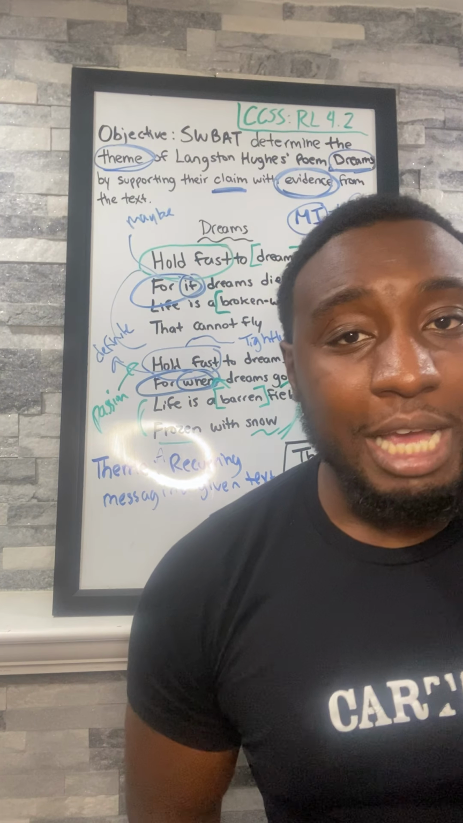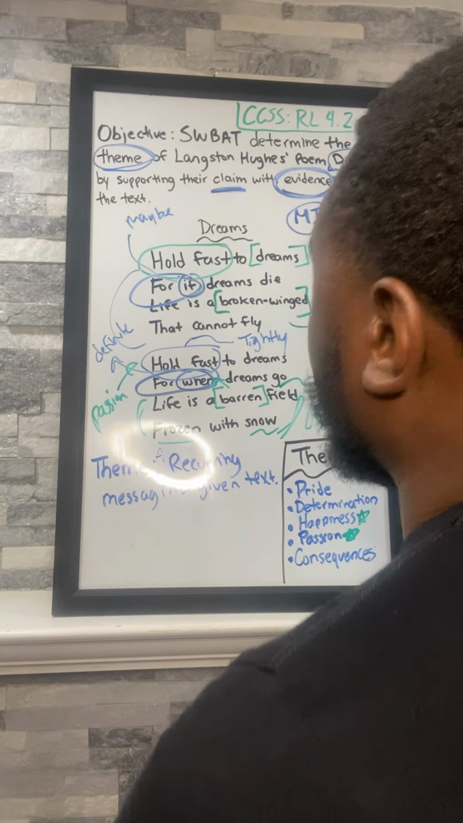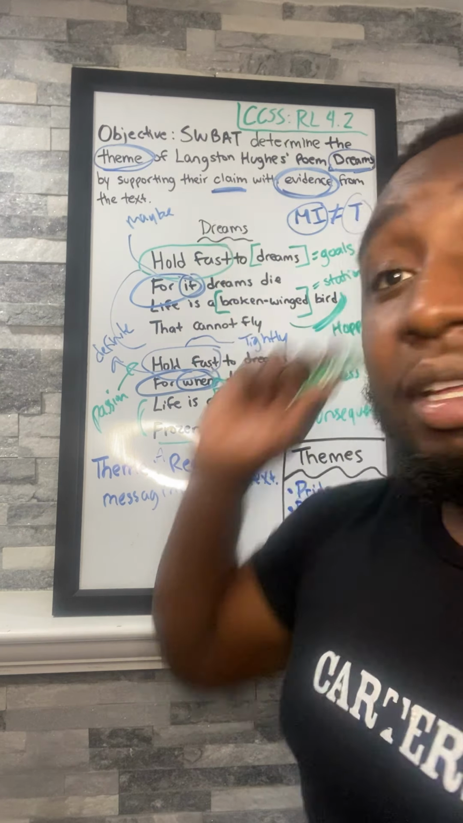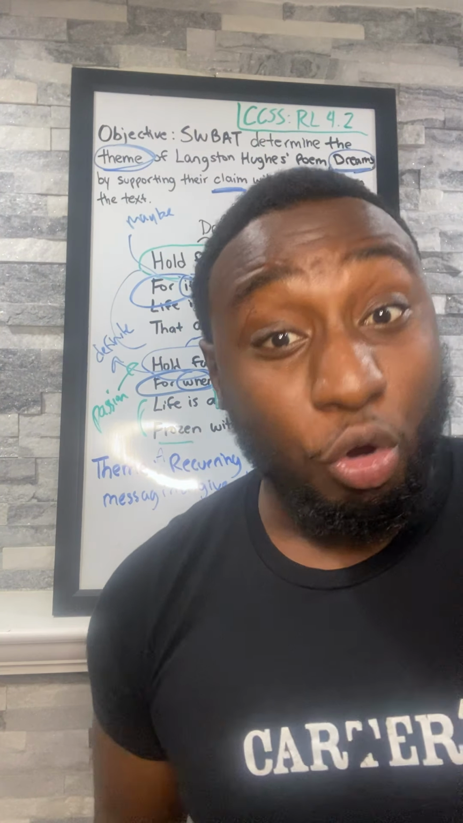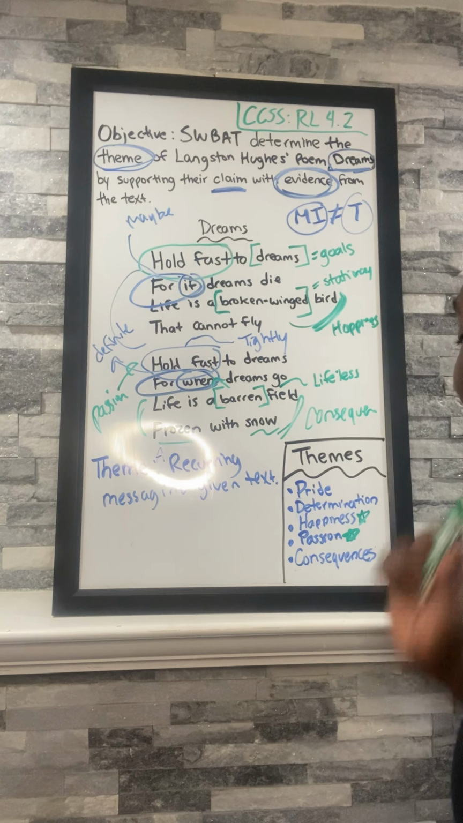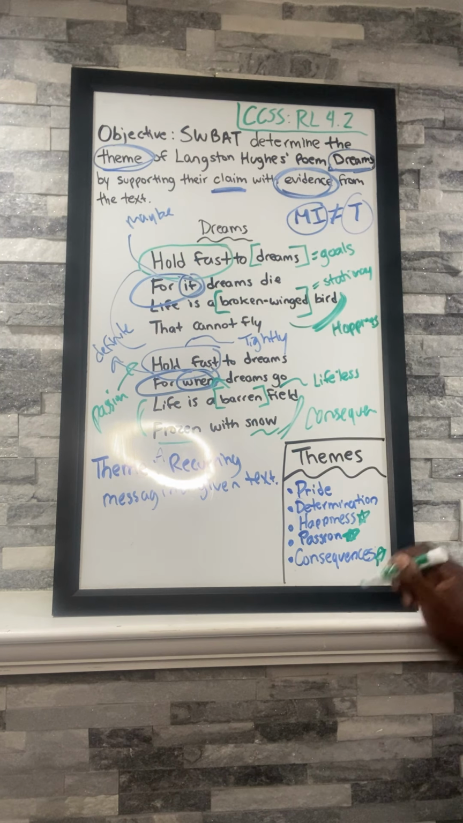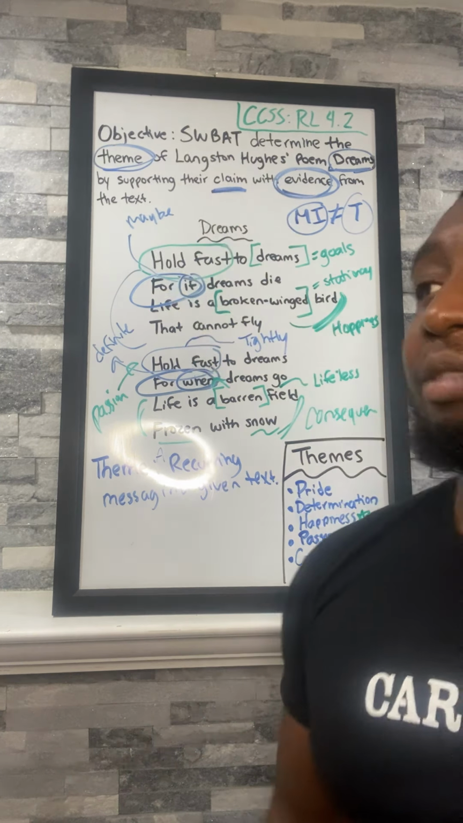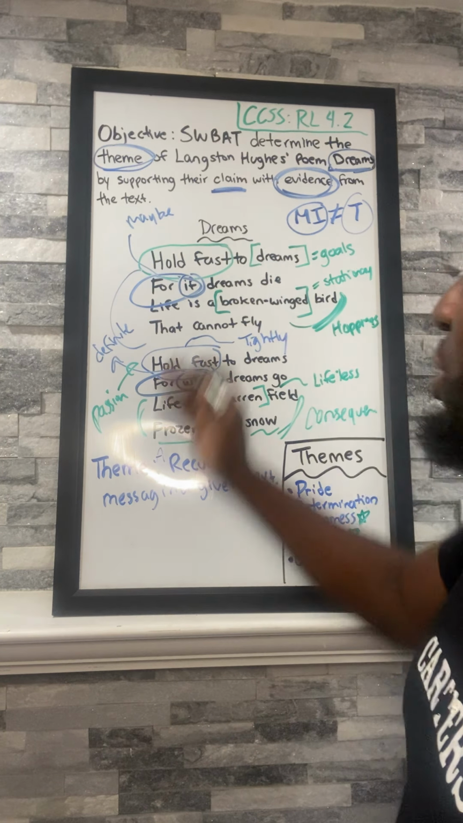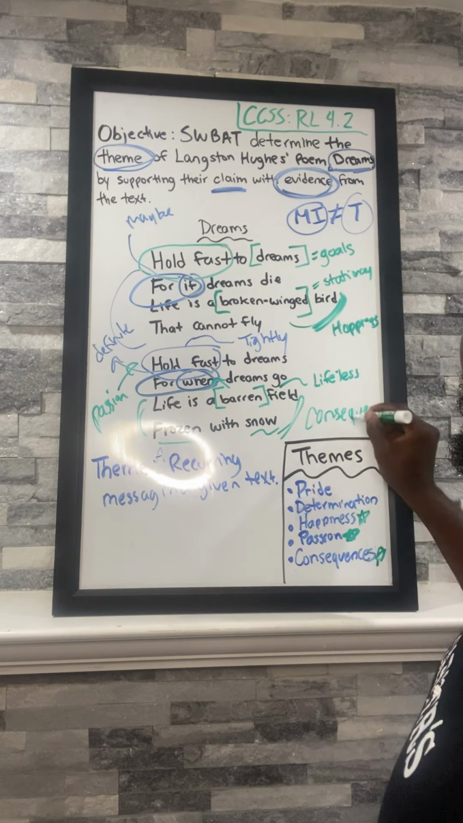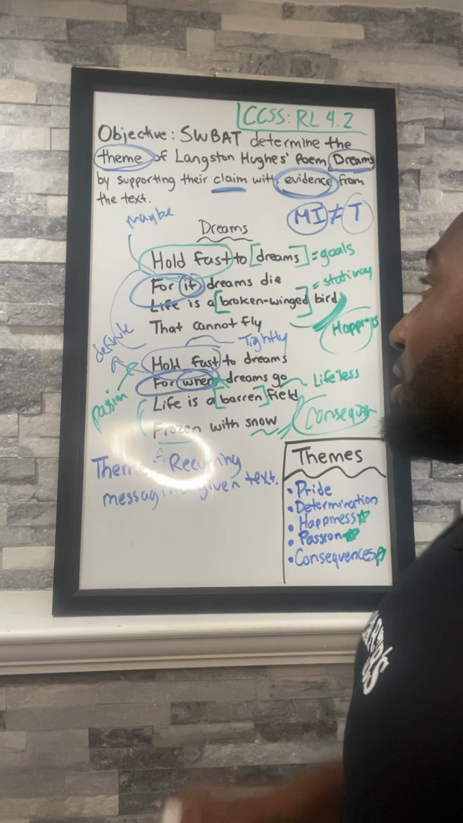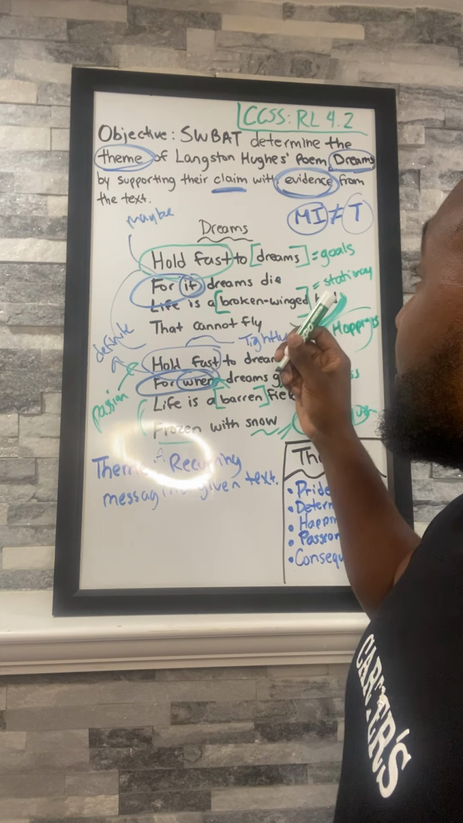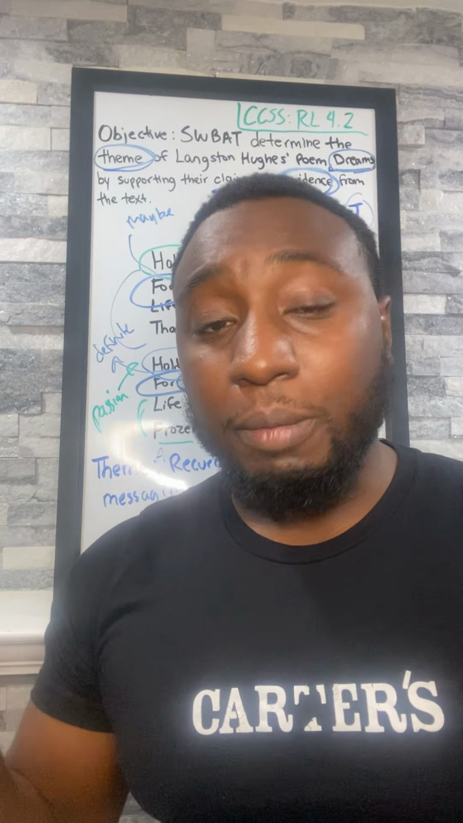Students, can we read the objective one more time? And they'll read it: Students will be able to determine the theme linked to Hughes' poem, "Dreams," by supporting their claim with evidence from the text. Did we determine the theme? Yes, Mr. Carter. What was the theme or themes? It was happiness, passion, and consequences. Good. Now, did we support it with evidence? Yes, we made claims that it was these themes, then we used evidence from the text. This links to passion, this links to consequence, and this links to happiness, Mr. Carter. So we could all agree that we reached our goals when it came to completing this objective, correct?